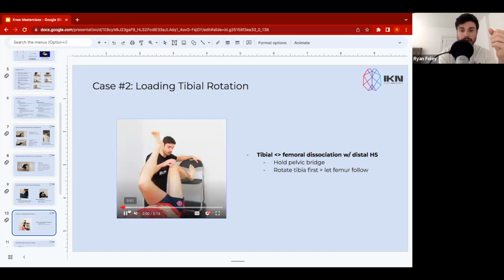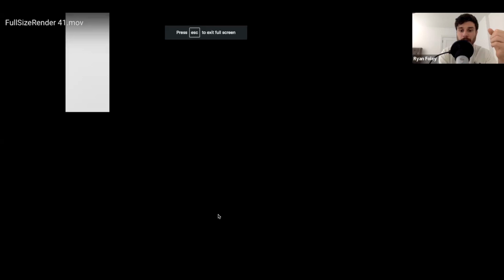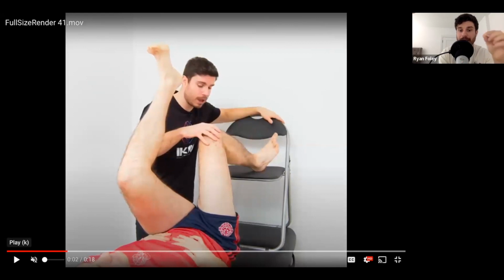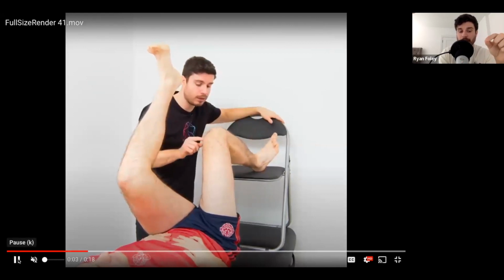So the key thing here is bridging up, holding that bridge position, and then asking the client to rotate the tibia first, maintain the femoral position here. So you can see the femur didn't move, the tibia externally rotated. So in that position, we're expressing dissociation where the tibia is rotating into external rotation, lateral rotation, and the femur is biasing more of an internally rotated position relative to the tibia, okay?